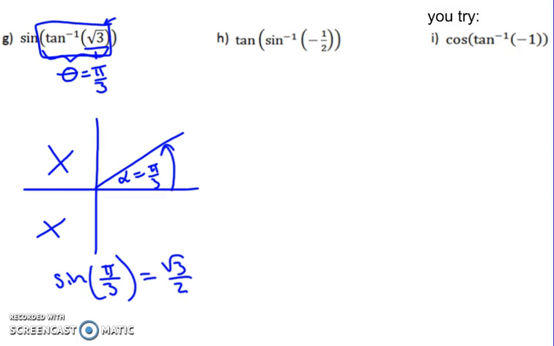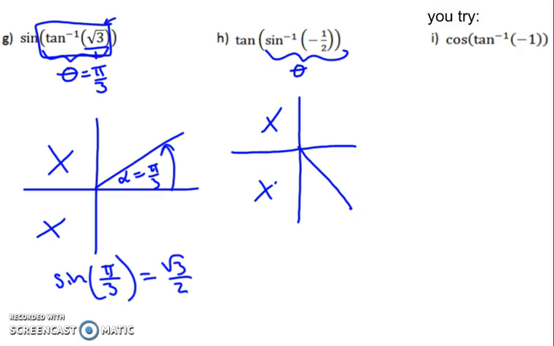The next one here, what if I want to do the tangent of the arcsine of negative 1/2? Again, this is giving me an angle measure. If I take the arcsine of negative 1/2, arcsine is only defined in quadrants 1 and 4. So what angle measure has a sine of 1/2? Well, the reference angle would be pi over 6. My only options are between negative pi over 2 and positive pi over 2 for this angle when I take the arcsine of something. So thus, this is going to have to be a negative pi over 6.